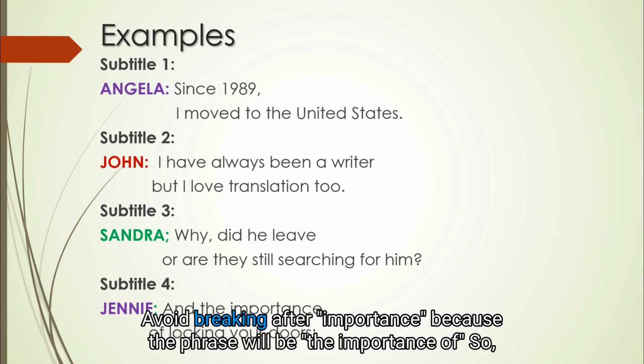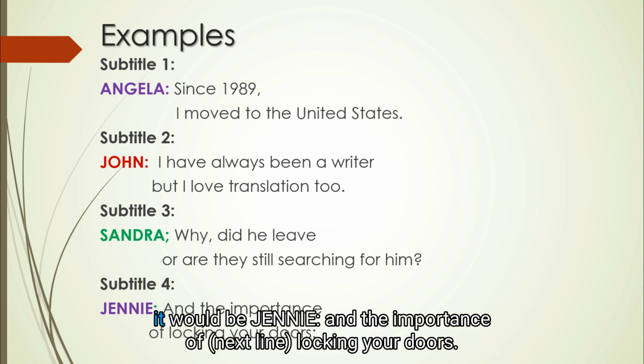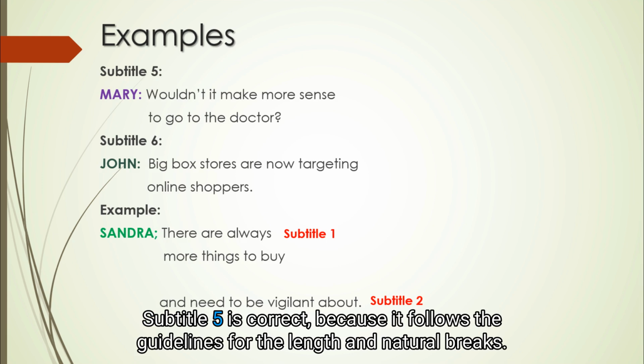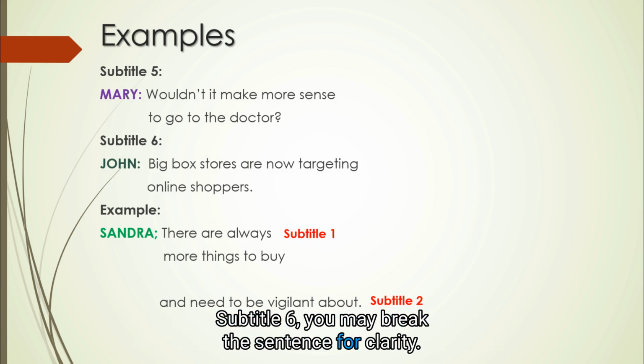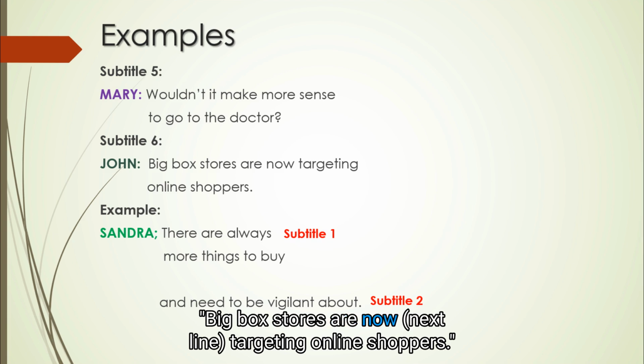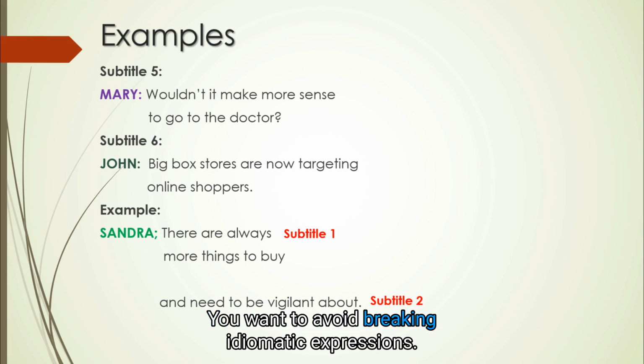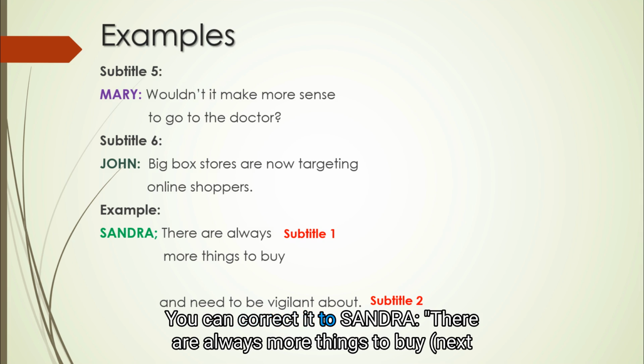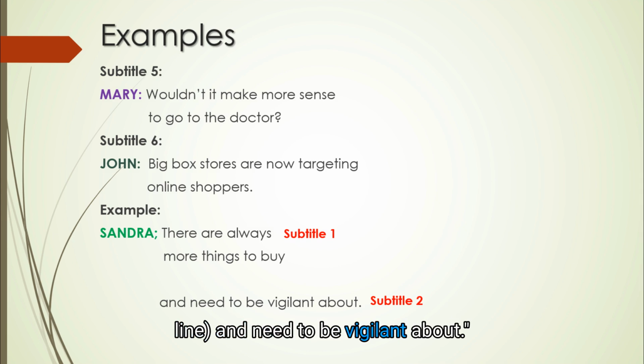Subtitle 4, avoid breaking after importance, because the phrase would be the importance of. So it would be Jean and the importance of, next line, locking your doors. And here, subtitle 5 is correct because it follows the guidelines for the length and natural breaks. Subtitle 6, you may break the sentence for clarity. Big box stores are now, next line, targeting online shoppers. Number 7, you want to avoid breaking idiomatic expressions. You can correct it to Sandra, colon, there are always more things to buy, next line, and need to be vigilant about.